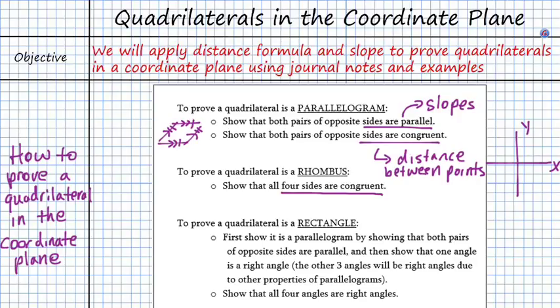All right, then we want to prove that a quadrilateral is a rectangle. So we're going to have to show that it's a parallelogram. We already know that. Rectangles are all parallelograms. And then we need to show that all four angles are right angles. So to be able to show that, I need to show perpendicularity.